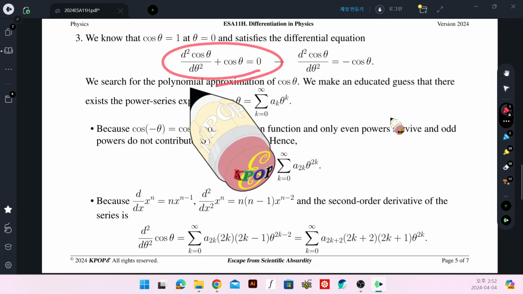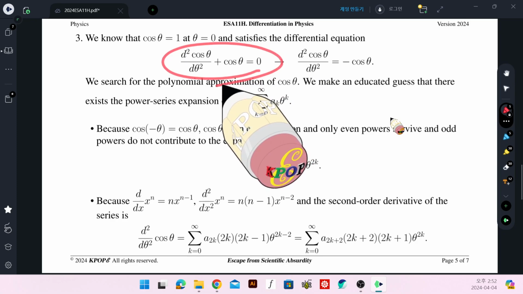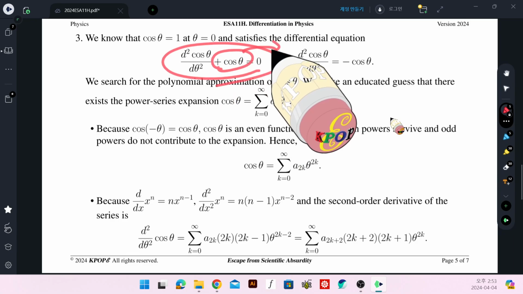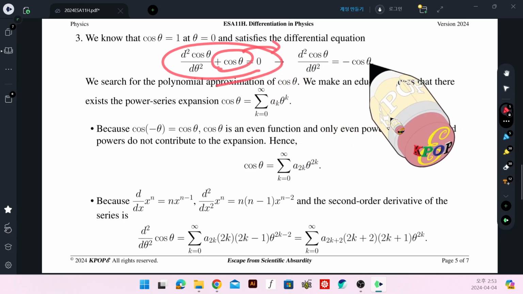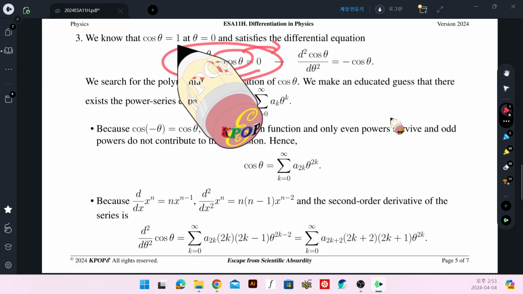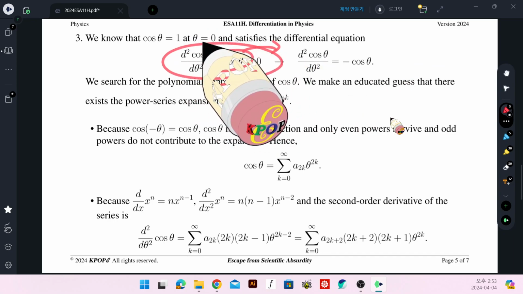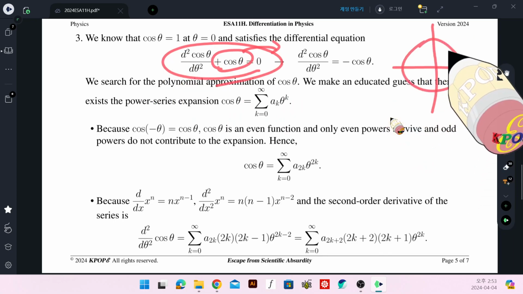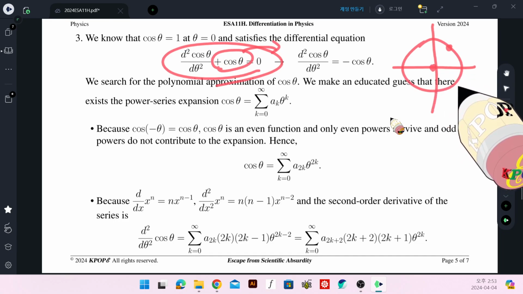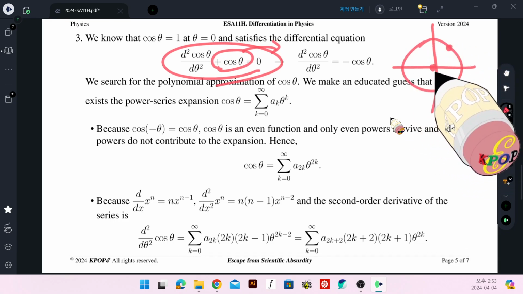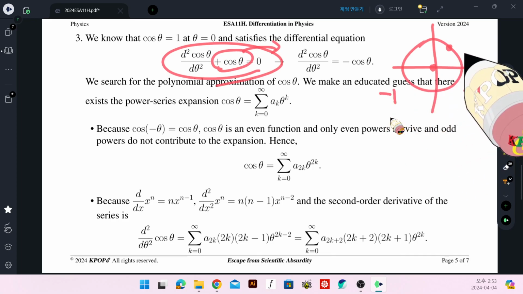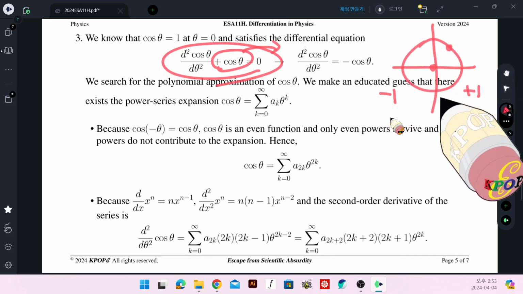Now, we make use of this differential equation. We rewrite this one, move this guy to the right-hand side. And we remember cosine theta equals 1 at theta equals 0. And we know cosine is the coordinate of a point of a unit circle centered at the origin. So cosine value is oscillating between +1 and -1. It is a finite value.